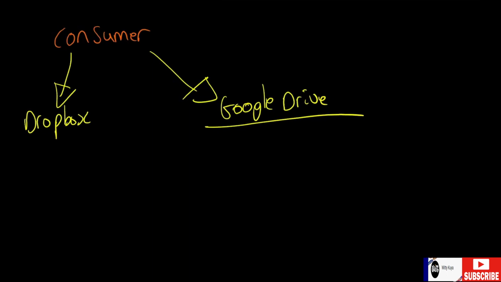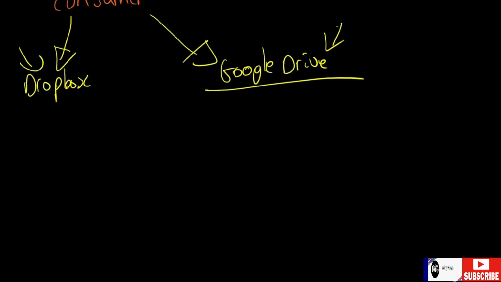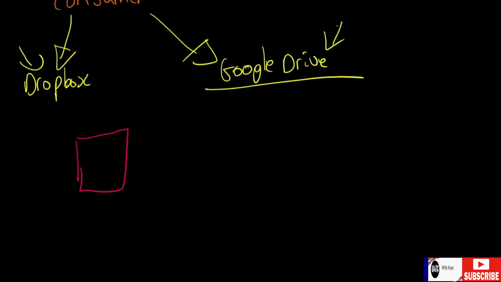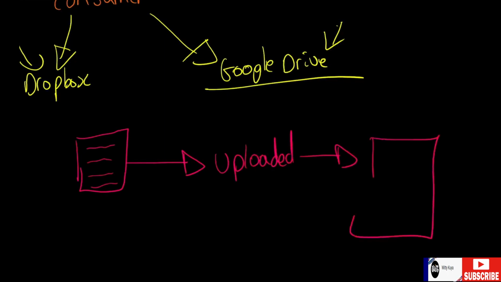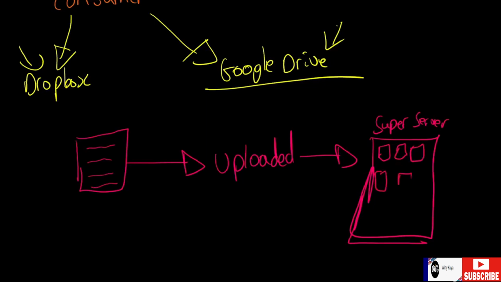So, the general concept: you upload your files to Google's servers, Dropbox's, or if you're using Microsoft's cloud storage or some other service, you upload it to their servers. So let's draw a little file. This is a Word document, and this gets uploaded, and now this resides on what is essentially a super server. I don't know why it would be a super server, but let's just say it is, and it contains a bunch of files.